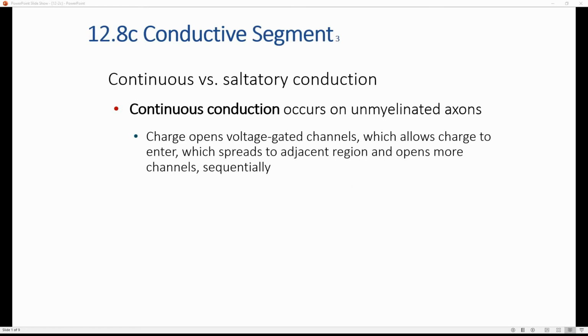Now let's look at the conductive segment, or the axon. We can have two ways that our action potential can travel down the axon. There's continuous conduction, and then there's saltatory conduction. Saltatory means jumping. With continuous conduction, the charge that we have is going to open the voltage-gated channels, which allow the charge to enter, and then that change in electricity then spreads to the area next door and opens more channels, and so on and so on.